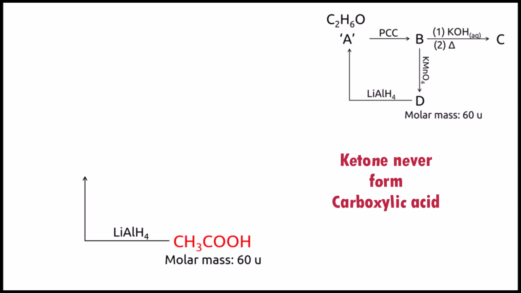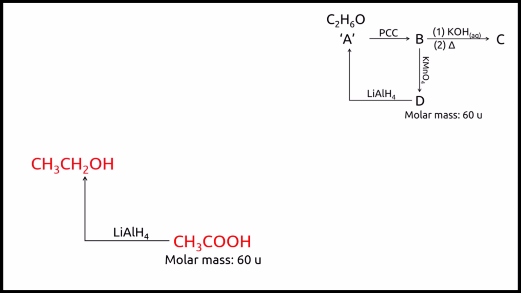So now we first identify the product D, that is ethanoic acid, which on further reduction with lithium aluminium hydride forms an alcohol. That is our compound A, which reacts with pyridinium chlorochromate to form ethanal, and ethanal, when further treated with KMnO4, turns to ethanoic acid. So we identify compounds A, B, and D.